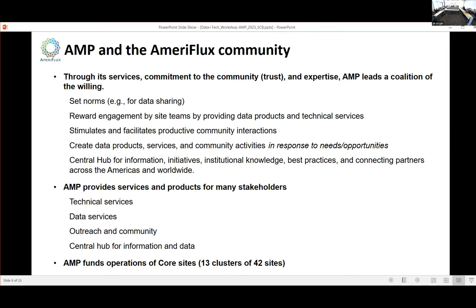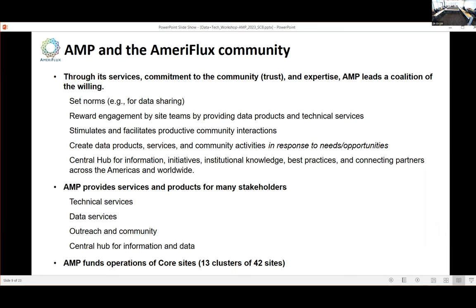As Yue mentioned, we create data products, services, and community activities. So for instance, we cater our stimuli that we've had, and I think we'll talk a little bit about this, but those stimuli are really from the community up, right? It's not something we decide from the top. We really engage the whole community and ask what are the needs that the community sees and where are the areas of growth, both in terms of science and also community practices. We have a central hub for information, initiatives, and best practices across the Americas and worldwide. So we're going to describe some of those services: technical services, data services, outreach, community.